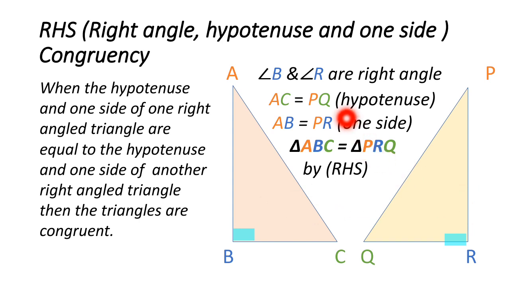The hypotenuses are given equal. This AC, the hypotenuse of this triangle, is equal to PQ, the hypotenuse of this triangle, and one of the sides is given equal. That means here AB is equal to PR, and we know that B is the corresponding point of R. As AB is equal to PR, it starts from AB and here it starts from PR, so A becomes the corresponding point of P, because B and R are both 90 degrees and AB is equal to PR.